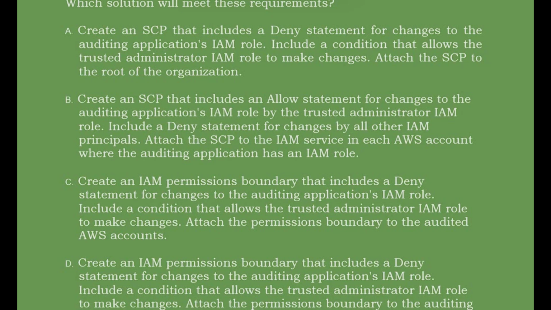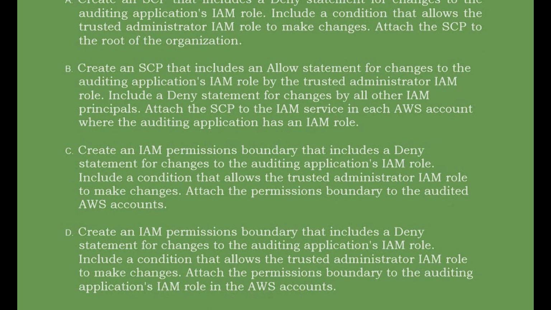Option C, create an IAM permissions boundary that includes a deny statement for changes to the auditing application's IAM role. Include a condition that allows the trusted administrator IAM role to make changes. Attach the permissions boundary to the audited AWS accounts.